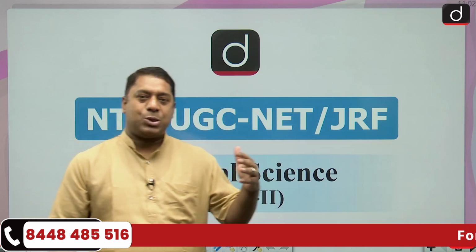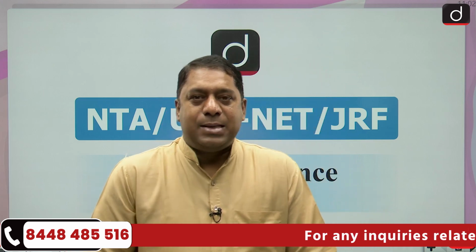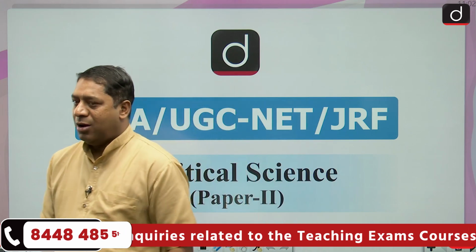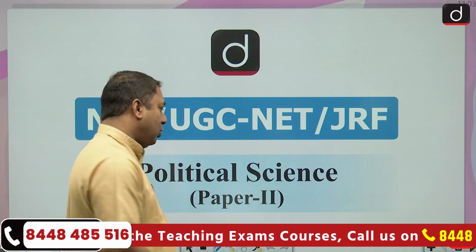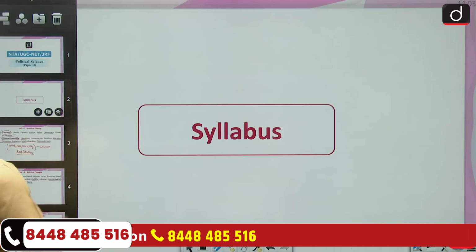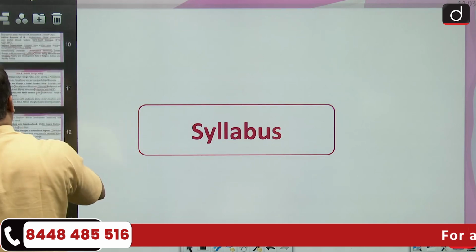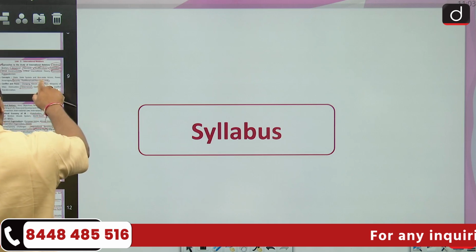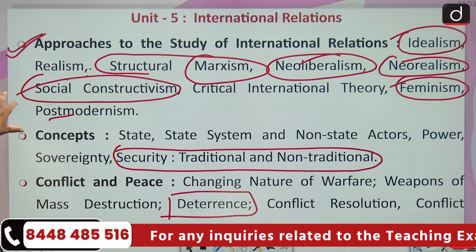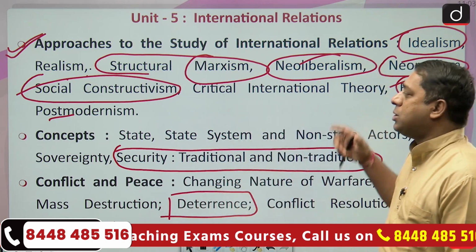I'm not going to start as usual with unit 1 or unit 2. But as I said yesterday, we are going to start with unit 5. Now what is that unit 5? Let me show you that unit 5. Unit 5 is all about international relations. Here you can see unit 5 is all about international relations. We have to start the discussion with the approaches.